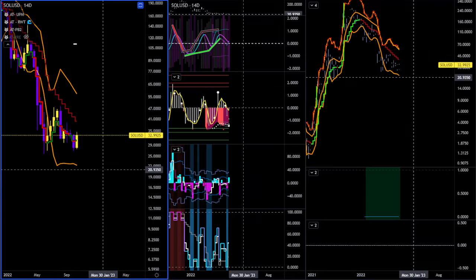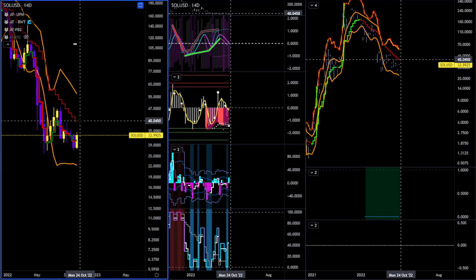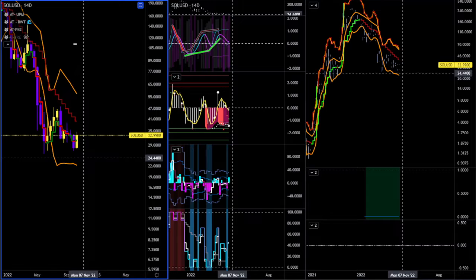22 has been on my book for a while. Now this target can change. Let's say we hit the mean. Wherever this orange line is, it could lift up. So it could be $24 next month.